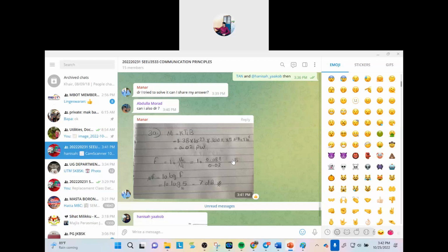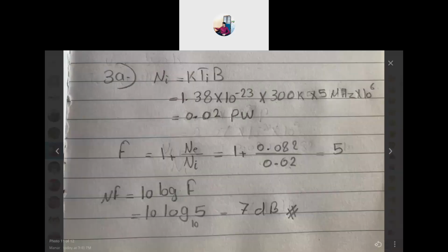Do you see the screen? Okay, I think you can see. So this is Mana's answer. Even if we make a mistake, no worry. That's why we are here. We are here to learn from mistakes, from our friend's mistakes. If our friend didn't make a mistake, maybe we don't know what we don't know.